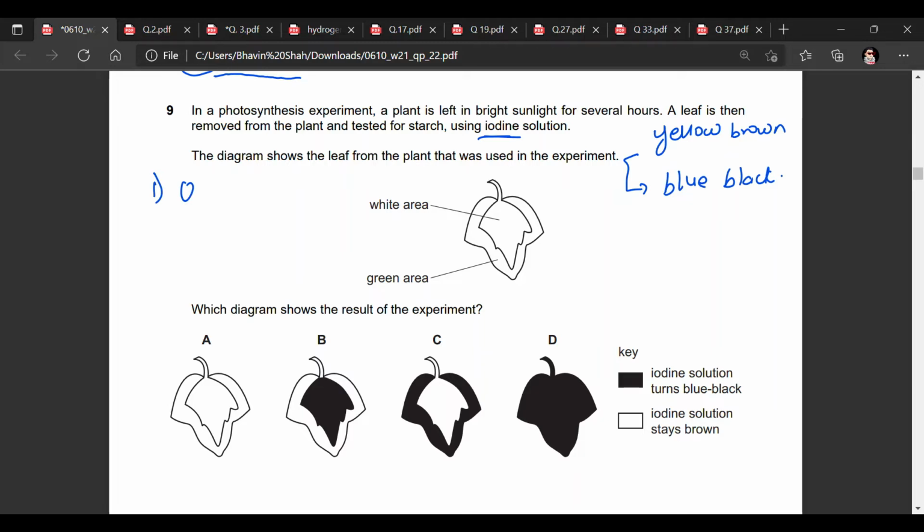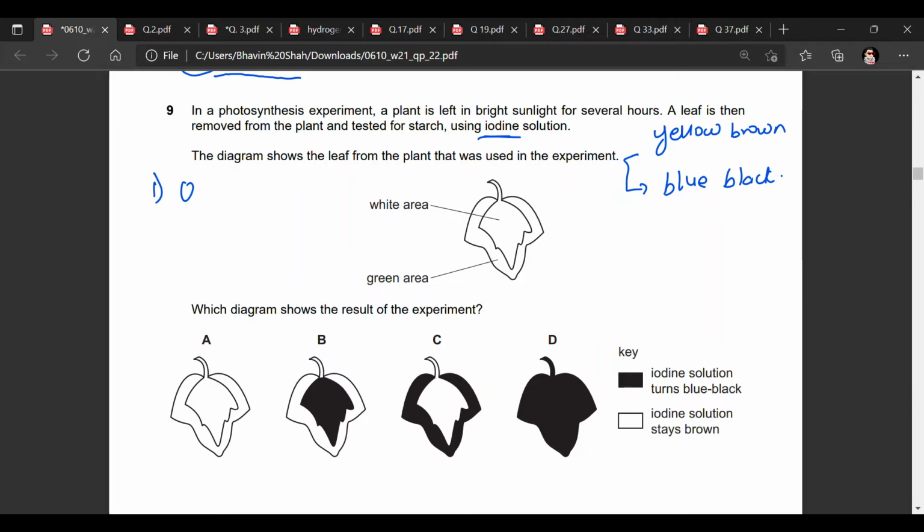and with this you will see the color change as blue-black. But where is the iodine going to react? Only in the green area where the starch has been made. Okay, so the plant by the process of photosynthesis makes glucose. But since glucose is highly reactive, it is converted to starch grains and stored in that form. So here it is going to be present only in the green area. In the white area, there is going to be no starch. Okay. So the color change that you can see will only be in the periphery of that. So your answer for the ninth question will be C.